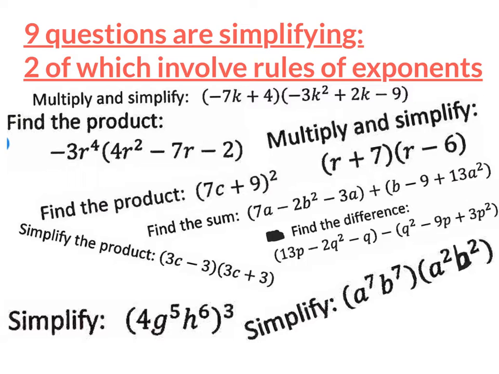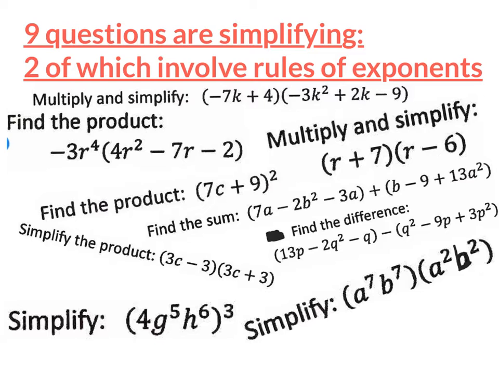We even have some, like this one right here, find the difference. It's a minus sign between the polynomials. So all you have to do is distribute that minus sign and then combine like terms. So, I mean, what do you guys think of this one? This one easy or hard? R plus 7 times R minus 6. Easy. All you're doing is distributing and then combining like terms.